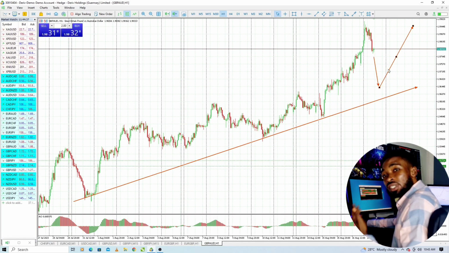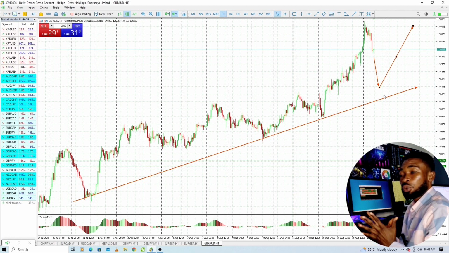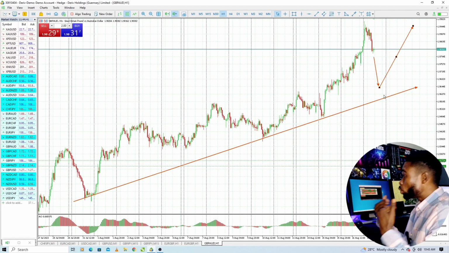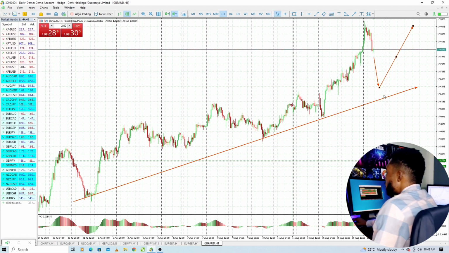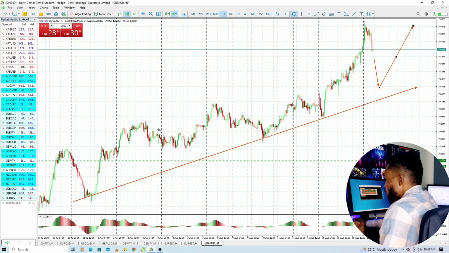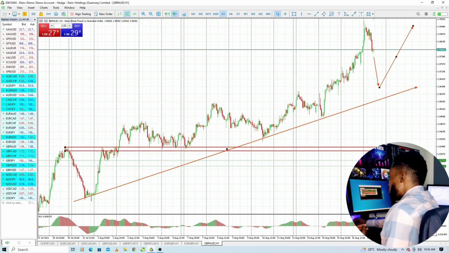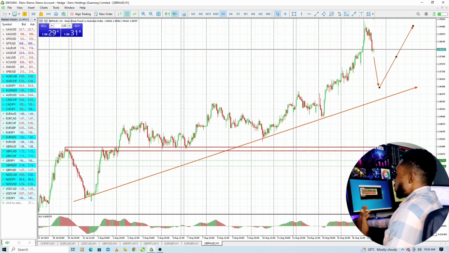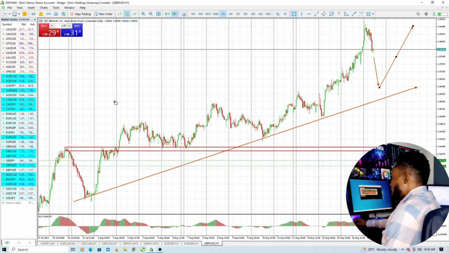So what else can we see? How else can we prepare the chart so that the chart looks more interesting and more easy to read? We can see that there are support areas here. Can you see? Support areas here. What else can we see? We can see there are other support areas here.